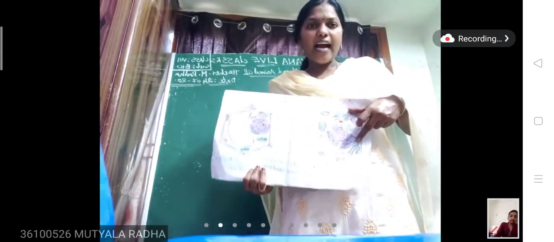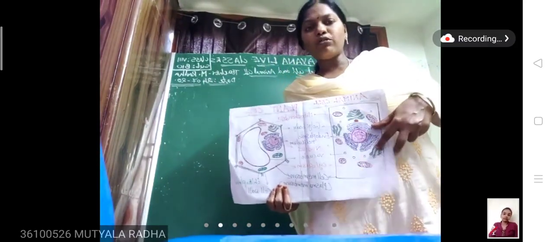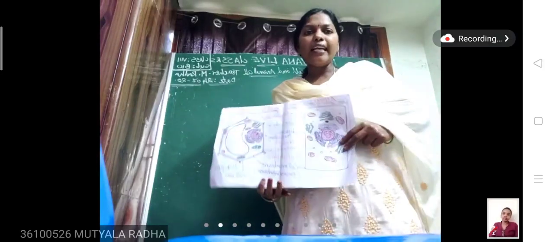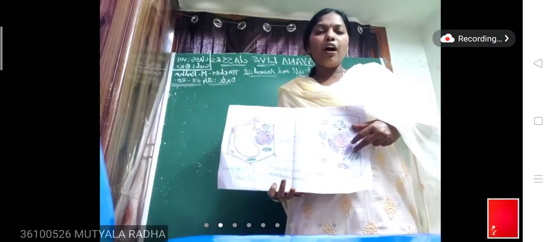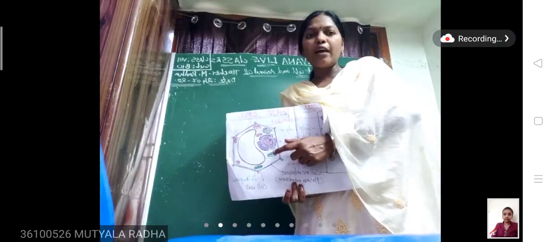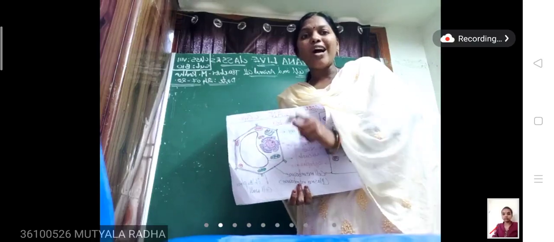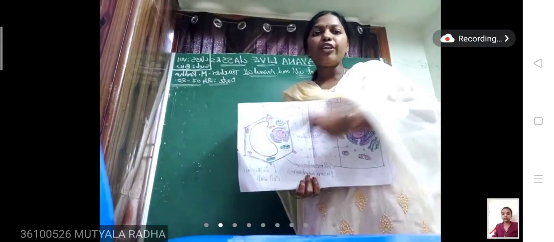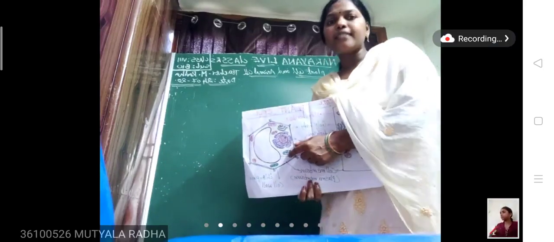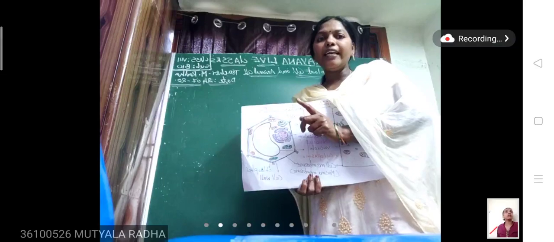Next, the Golgi complex. Both the plant cell and the animal cell contain the Golgi complex, or Golgi body. But in the plant cell, the subunits of the Golgi body, called dictyosomes, are present.